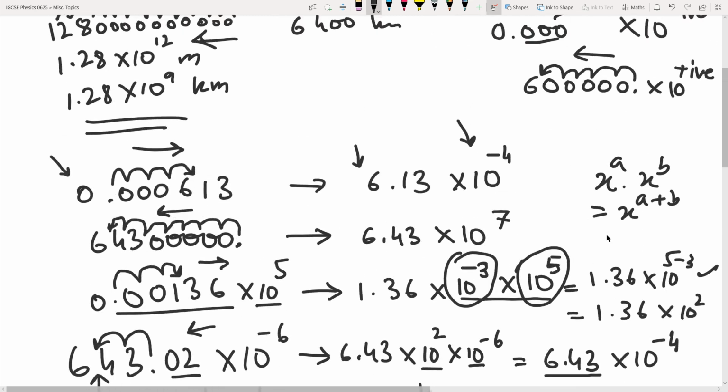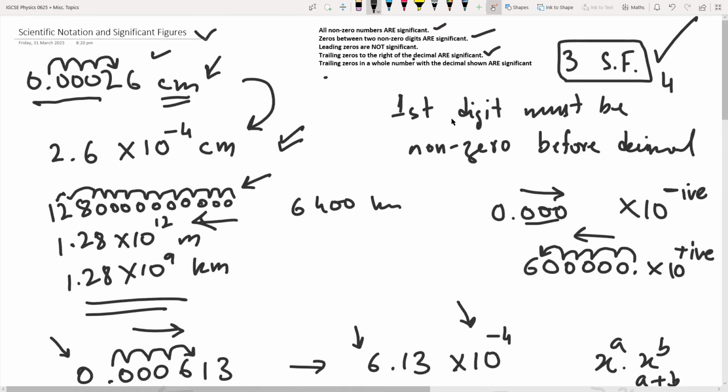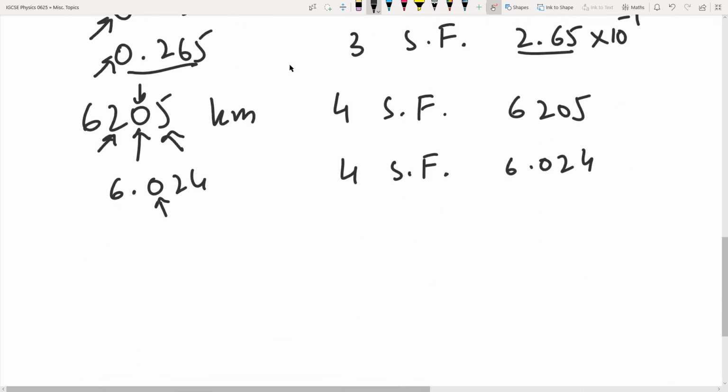Now, it's a very easy rule to follow. Leading zeros are not significant. What are leading zeros?